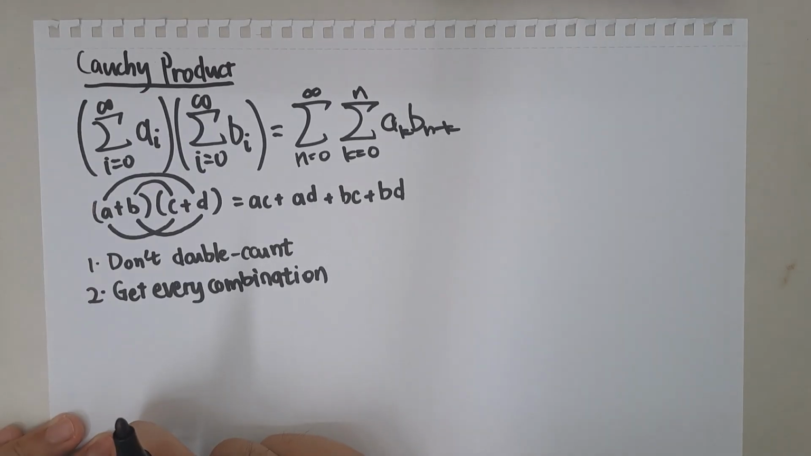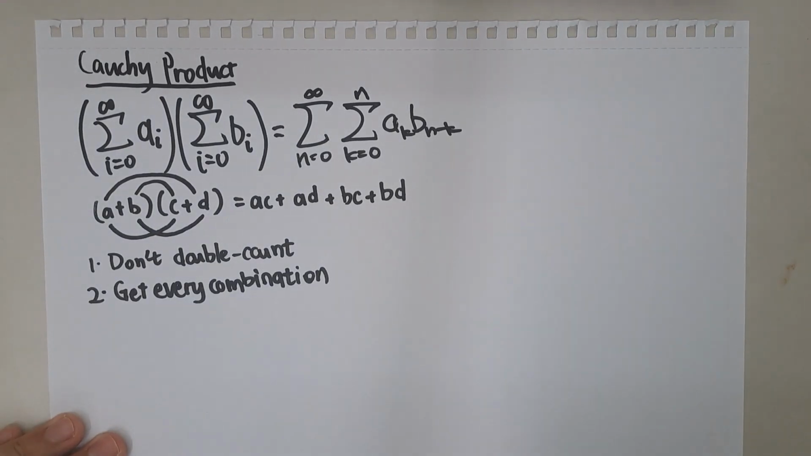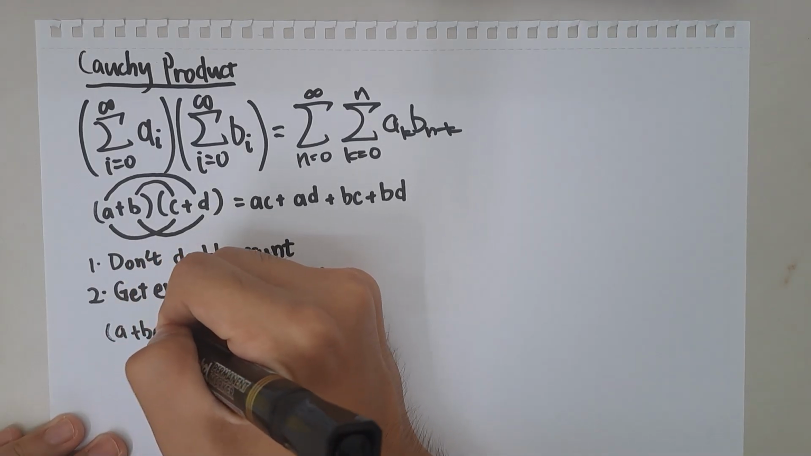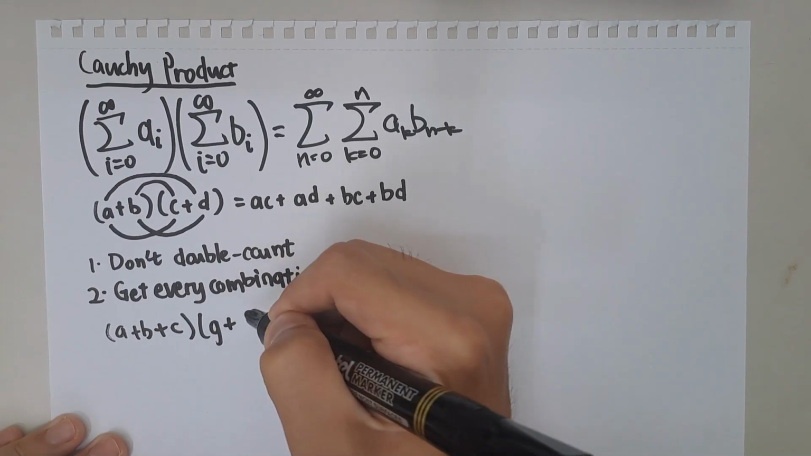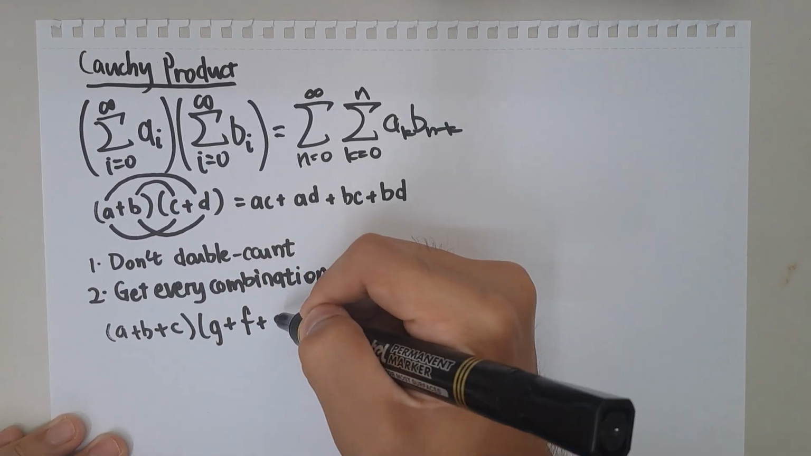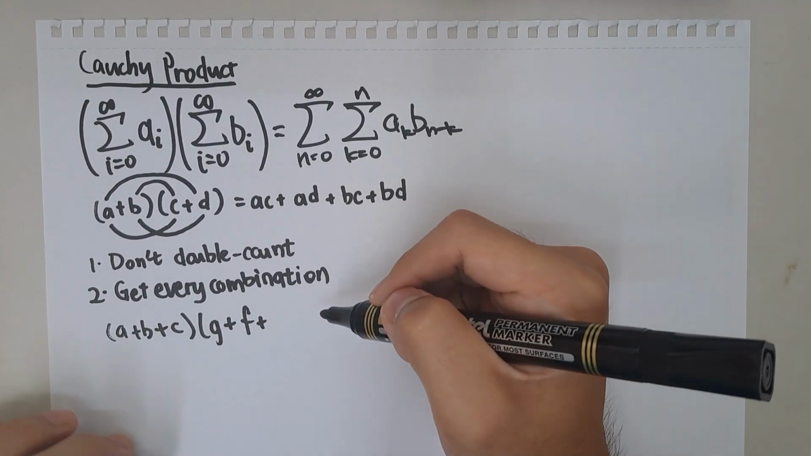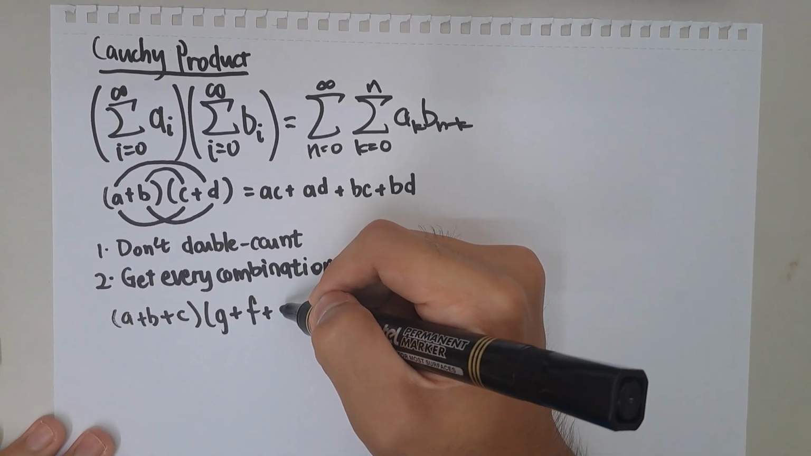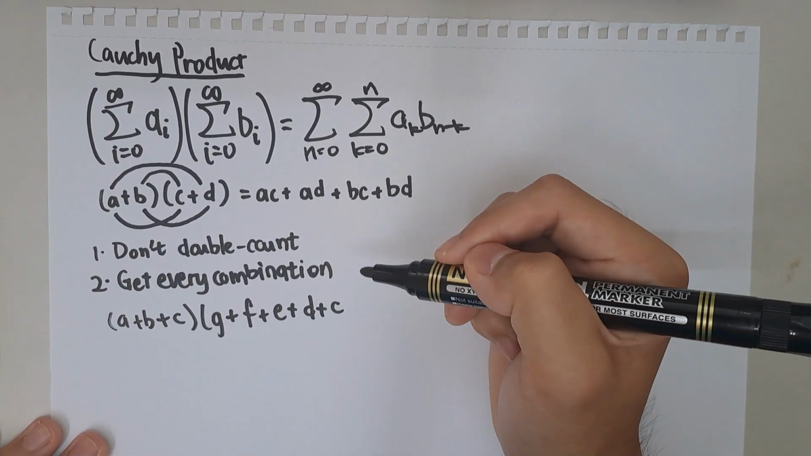Yes. So this process will become more complicated if we consider bigger products like (a plus b plus c) times (g plus f plus e plus d plus c)... why did I do it backwards? What am I doing?